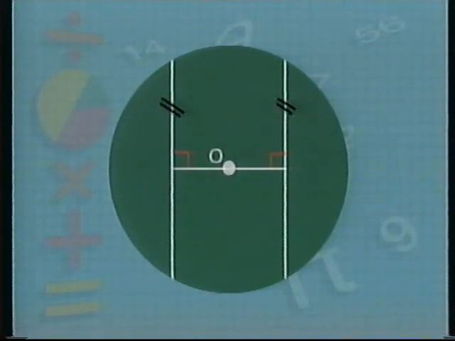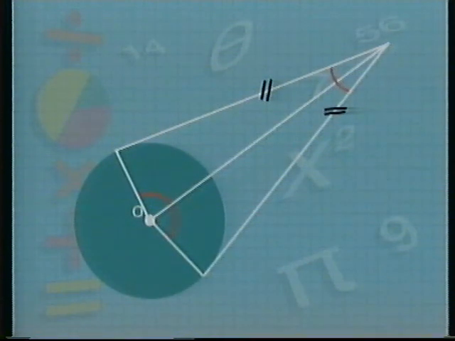Equal length chords are the same distance from the centre. These two tangents are the same length, and these pairs of angles are the same.